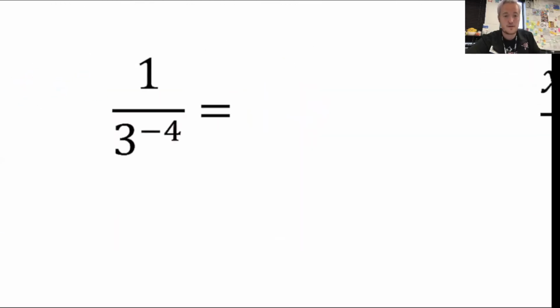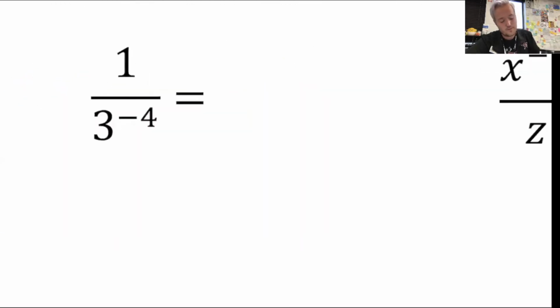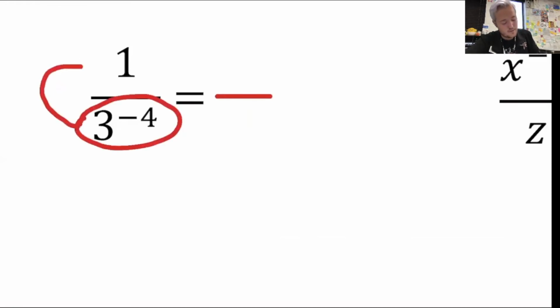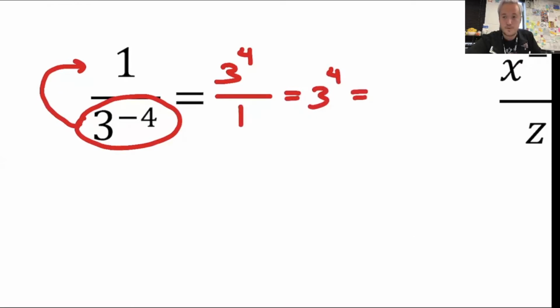All right, next, 1 over 3 to the negative 4. Notice how this time the exponent is already in the denominator. Because it's in the denominator, I'm actually going to move it up to the top. So I'm going to have 3 to the positive 4. And because I have nothing in the denominator, now it's just over 1. So this is 3 to the 4th. 3 times 3 is 9, times 3 is 27, times 3 is 81.